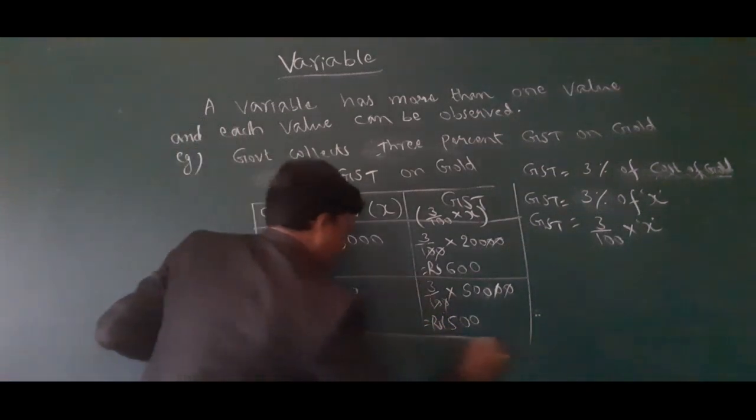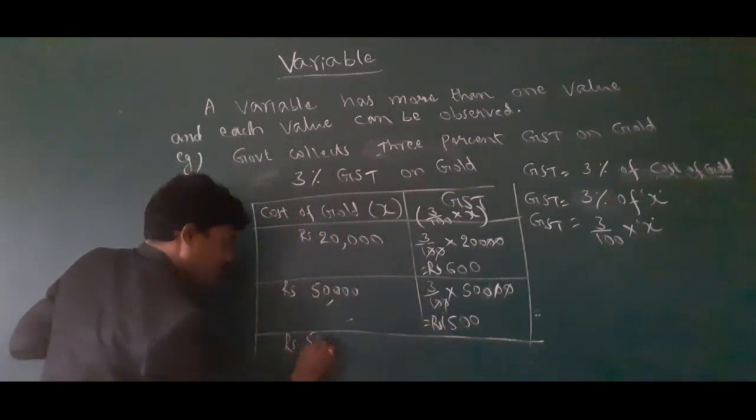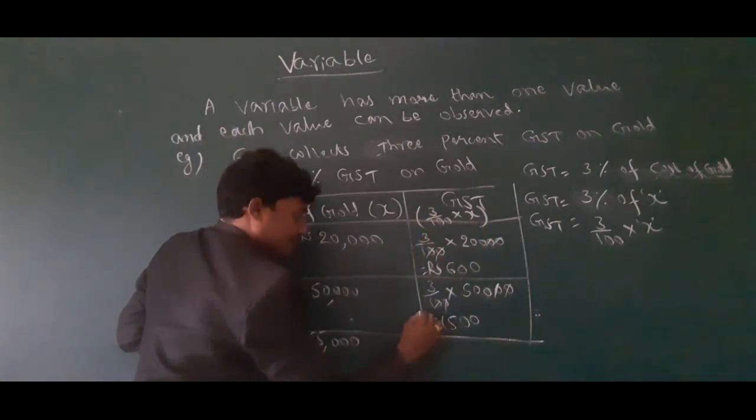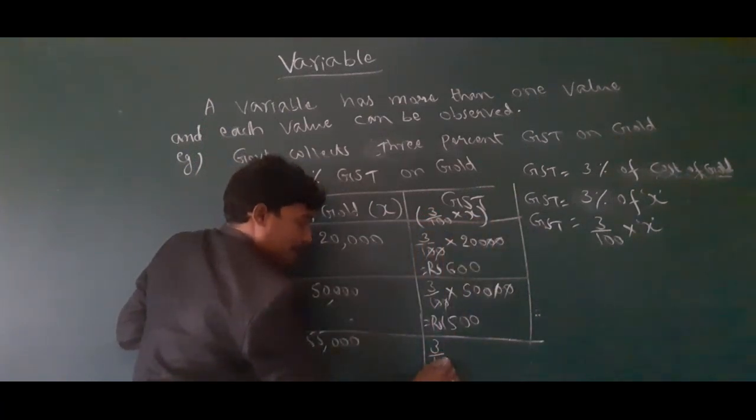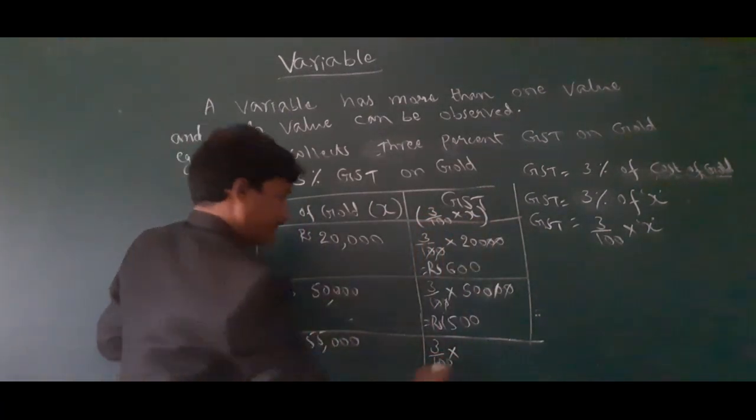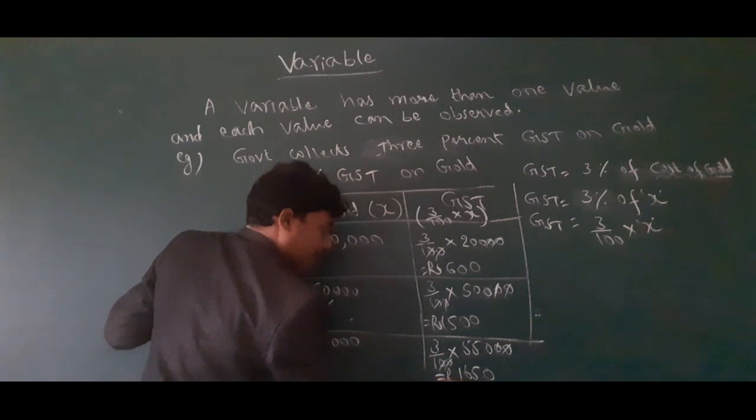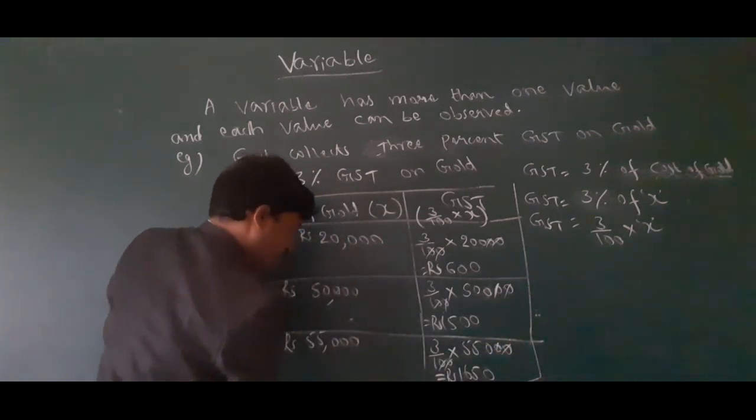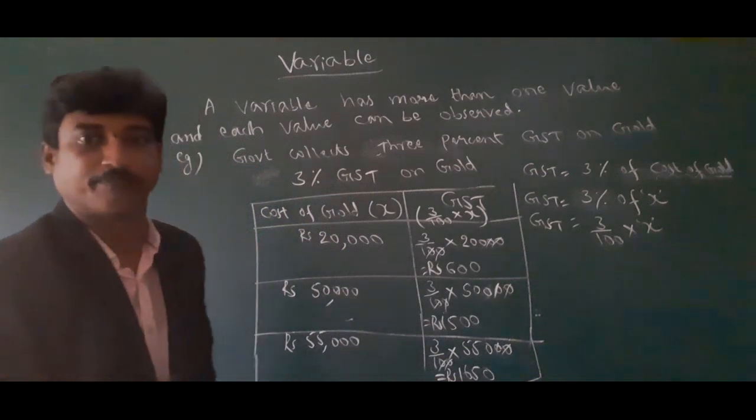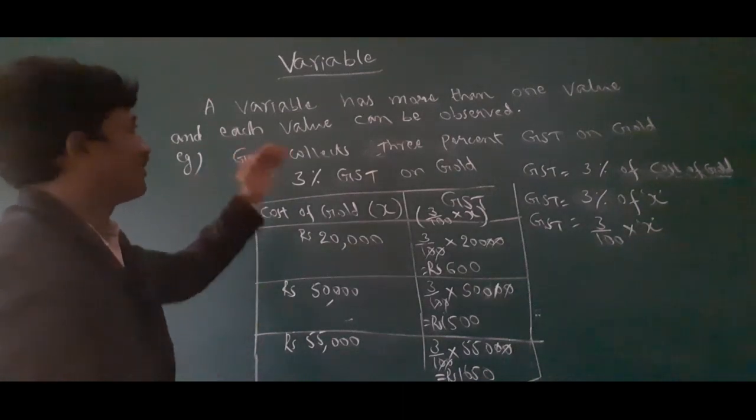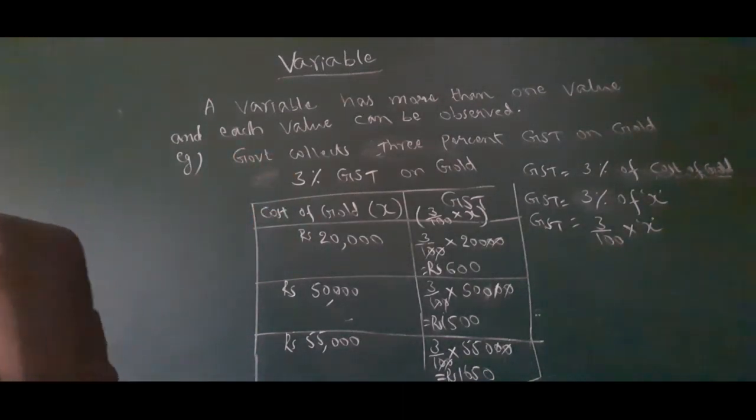Next, if I buy gold for 55,000 rupees, then the GST is 3% of x, that is 3 by 100 into 55,000. Cancel these two zeros. 3 fives are 15, 3 ones are 3, plus 1... I need to pay 1,650 rupees as GST. So a variable has more than one value and each value can be observed.